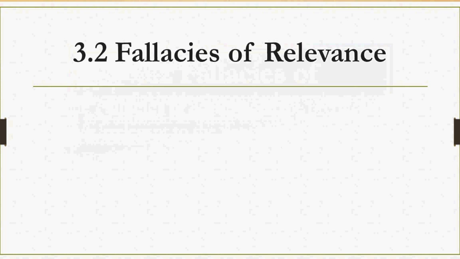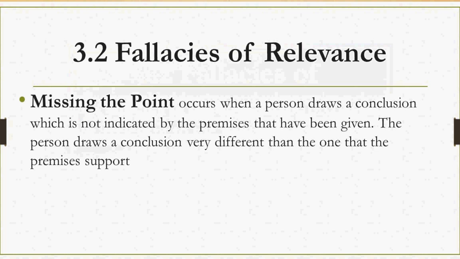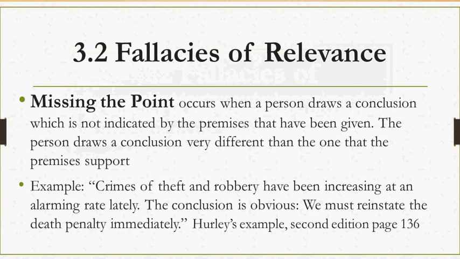Okay, the next one here is missing the point. The fallacy of missing the point occurs when a person draws a conclusion which is not indicated by the premises that have been given. So we're going to have certain premises, and they're supposed to indicate or imply a certain conclusion. And the person basically draws a conclusion that is very different than the one conclusion that the premises do support. So here's an example.